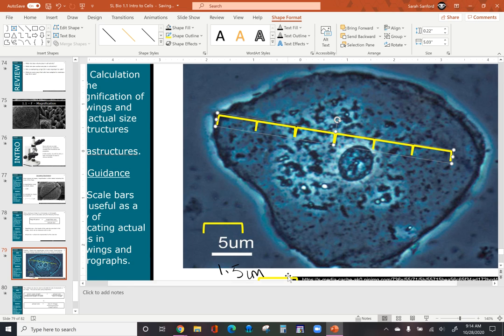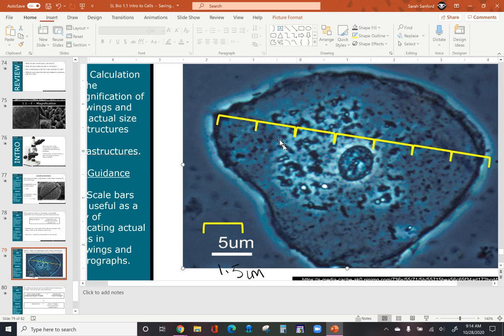I think I can fit one more in there. It's a little short. Almost. Okay. So how many was that? 1, 2, 3, 4, 5, 6. We'll say 6.9. Okay. So we had 6.9 of those brackets, right? That were supposed to be 5 micrometers each.